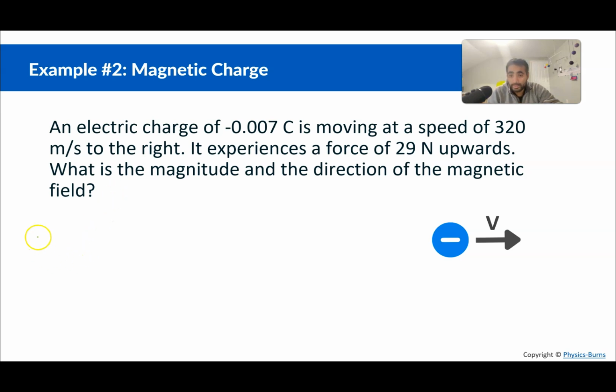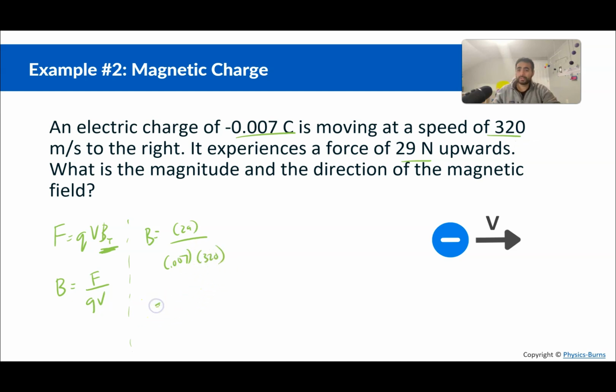Okay, so first let's solve the problem. We have force is equal to QVB, as long as this is perpendicular. And then we're looking for the magnetic field this time. So I'm going to do the magnetic field is equal to force divided by QV. Just did a little bit of simple manipulation. So B is equal to the force, which they give us, 29 newtons, then the charge, which is 0.007, and then how fast it's going, 320 meters per second.